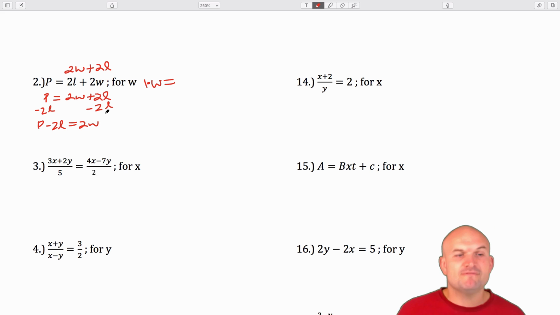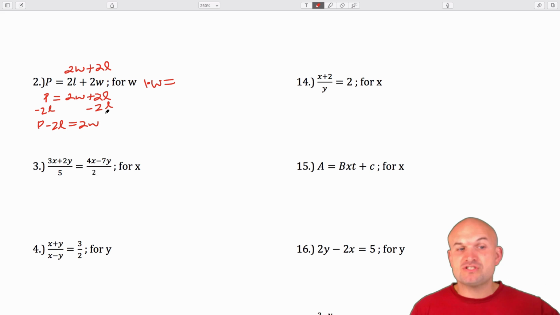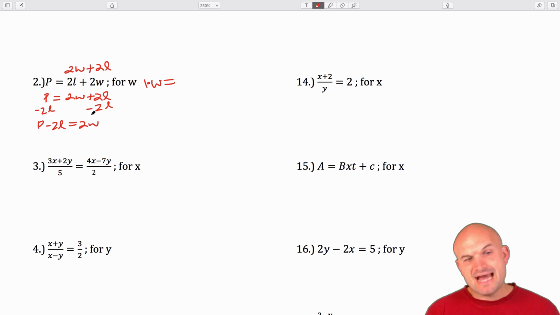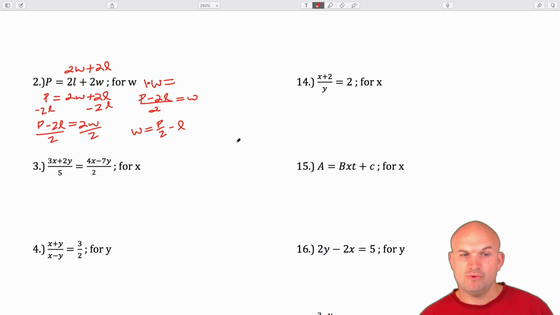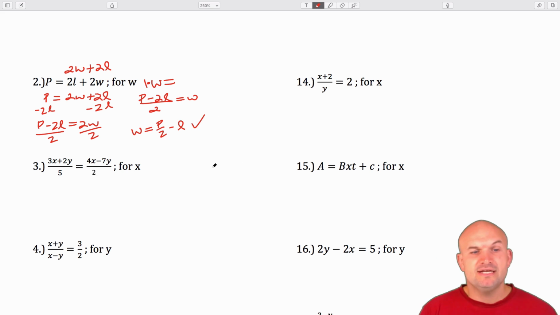Again, we're using our inverse operations as well as the reverse order of operations. And now I need to undo multiplying by 2, so I'm just going to divide by 2. So my final answer is p minus 2l divided by 2 equals w. Or we could switch this around and write this as w equals, divide the 2 over there, and then minus the 2 into the negative 2l. And that's another way that you could see the answer.